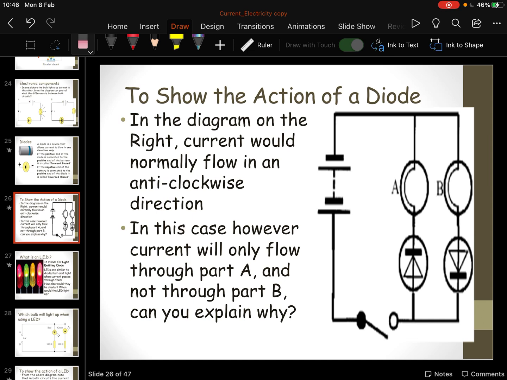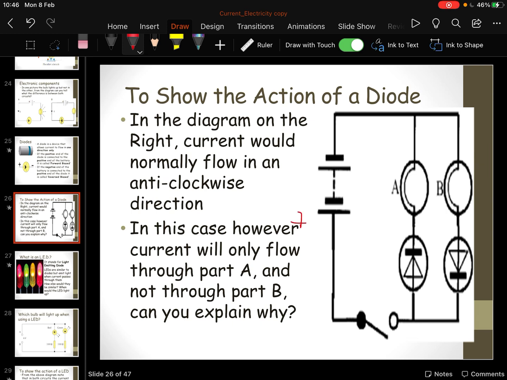So, to show the action of a diode, in the diagram on the right, current would normally flow in the anti-clockwise direction. In this case, however, the current will only flow through part A and not through part B. Can you explain why? In the exam, if I'm remembering correctly, the question was which would light up, A or B. But in this one, anti-clockwise.